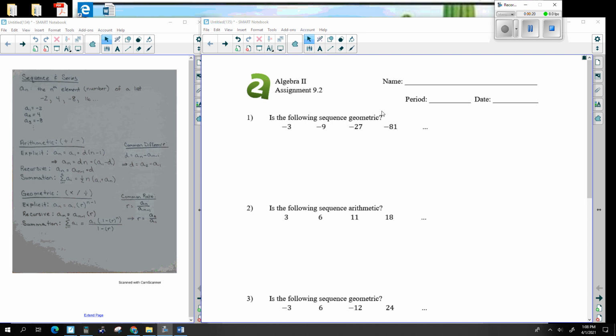A geometric sequence, what we're talking about in this video right here, is one where you multiply to get to the next number. So instead of plus 3, plus 3, plus 3, it'll be times 3, times 3, times 3, or something like that. And so that's what a geometric sequence is. You multiply to get to the next, to the next, to the next.